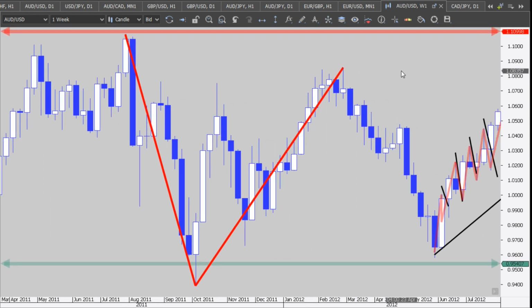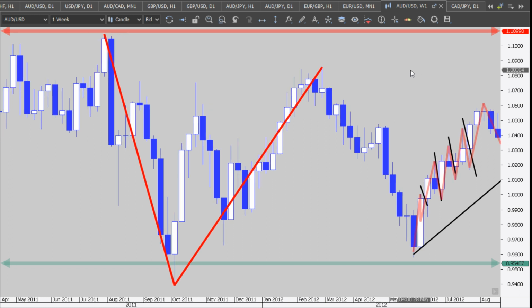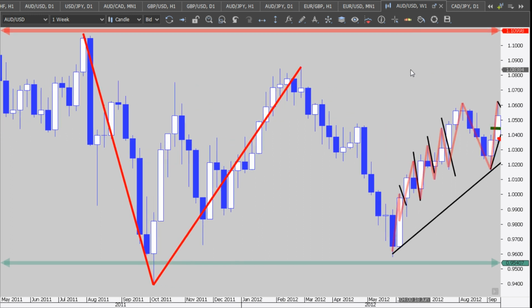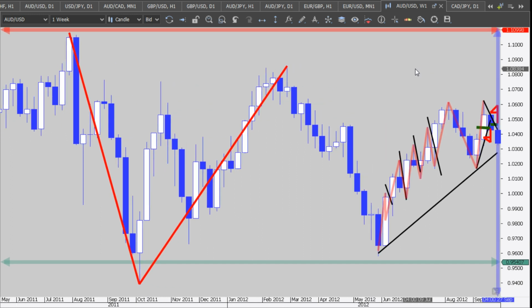Let's go very slowly until the horizontal line. There you go. What can you see, everybody? There is no right or wrong, right?